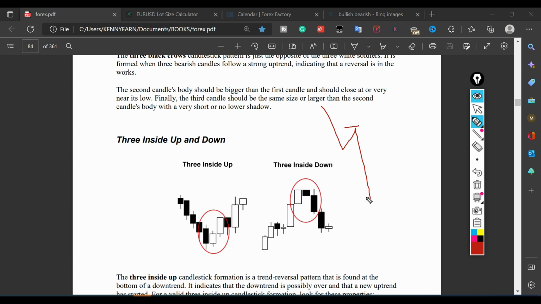So we just look at the trend and know how to join the trend. But as a beginner, it's good that you know these candlestick patterns, know their names, and know how to identify them on the chart.